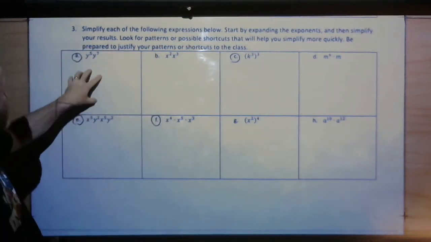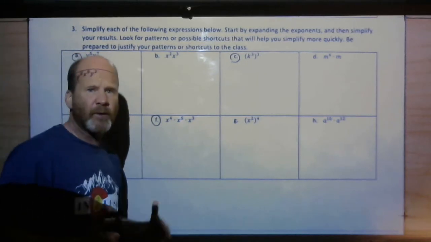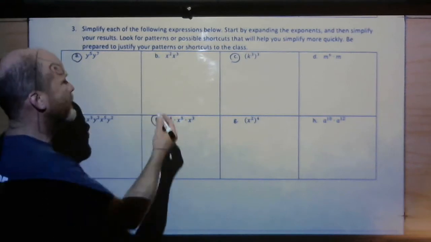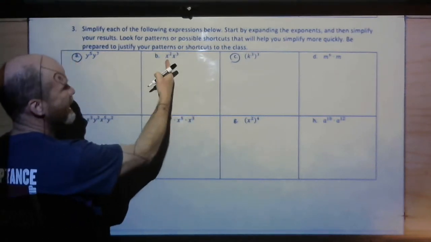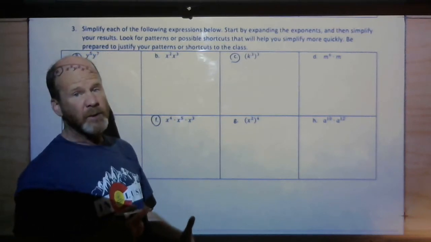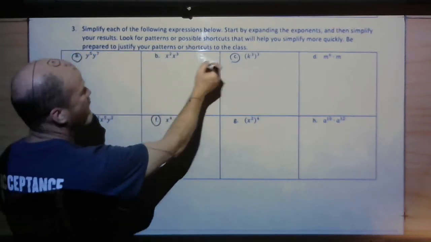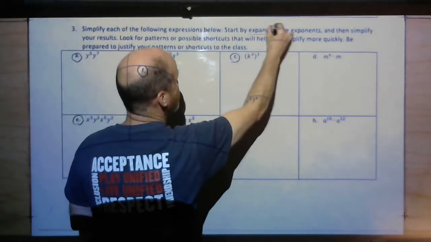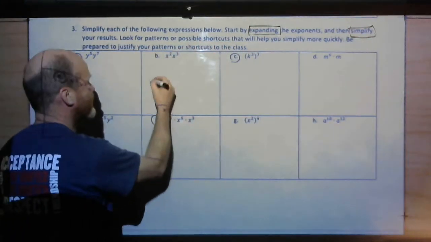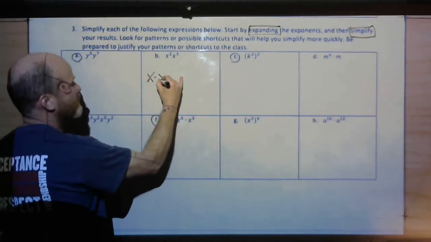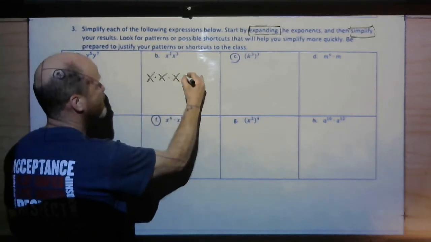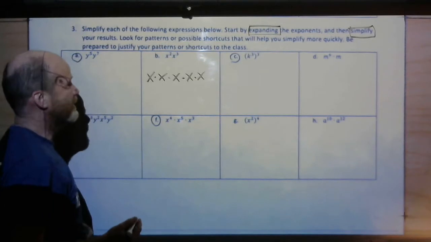All right, so I'm going to skip over A because some of you were assigned that for homework or an assignment. Let's go ahead and jump to B right here. In B, I have x squared times x to the third. So again, repeated multiplication. It's asking us to start by expanding the expression and then to simplify. So I'm going to go ahead and expand it. X squared is x times x. And then x cubed, x to the third power, would be x times x times x, that repeated multiplication.